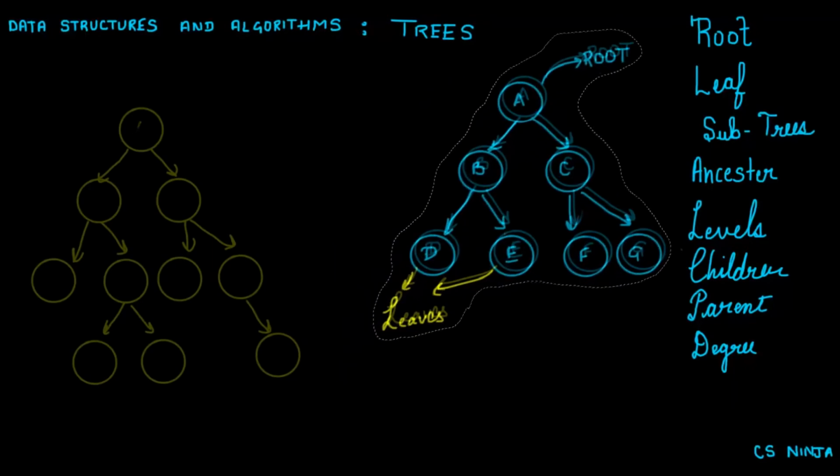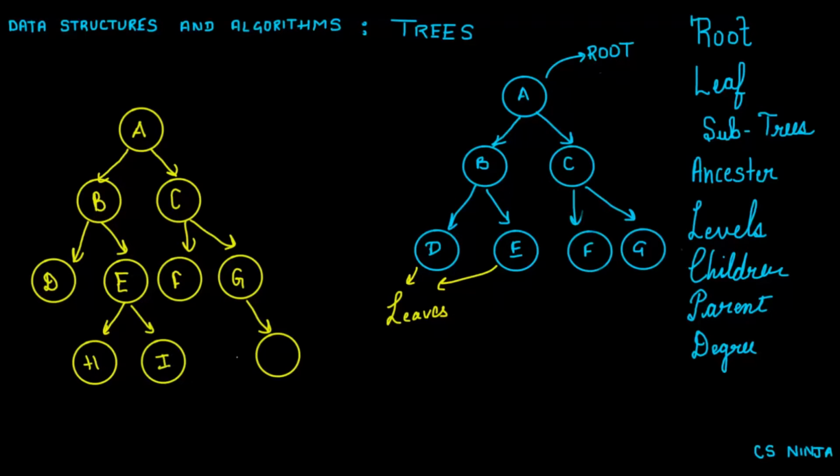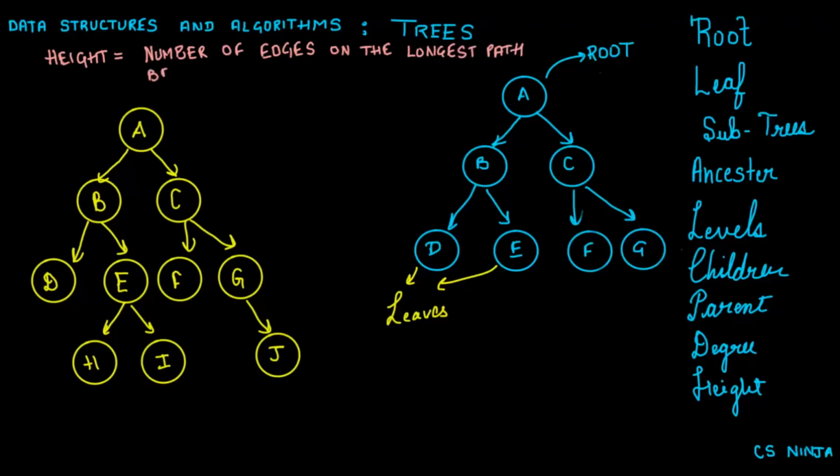Now that brings us to our last term which we have to see today, and that term is height of a node. Now what do we mean by height of a node? The height of a node is the number of edges on the longest path between that node and a leaf. Now let us understand this a bit. Now suppose we have to calculate the height of this node here, that is C. Then we have to check the longest path between that node and a leaf.